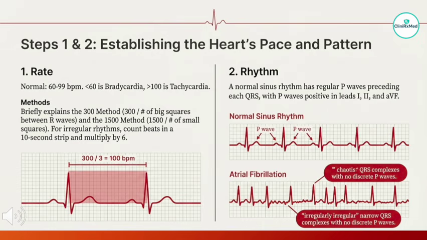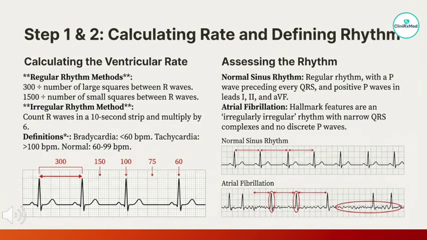In contrast, atrial fibrillation is characterized as irregularly irregular, with no discrete P waves. The 300 method is the gold standard for a quick bedside assessment because it relies on the fixed speed of the ECG paper, 25 millimeters per second.